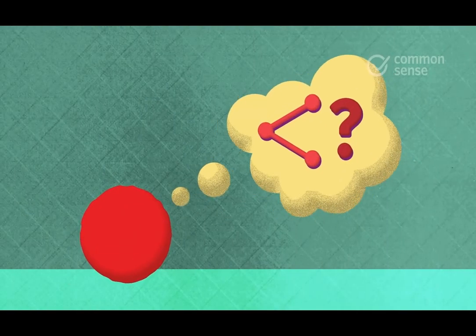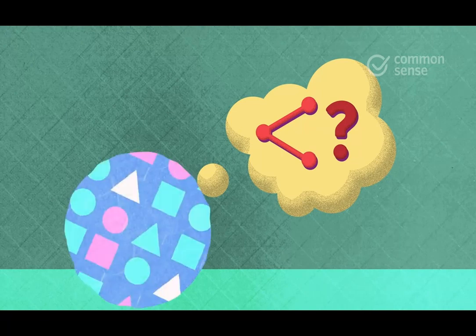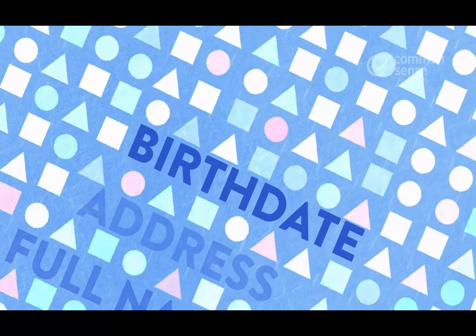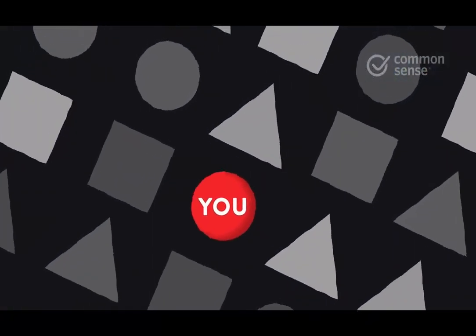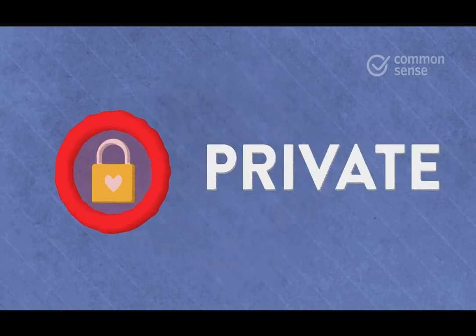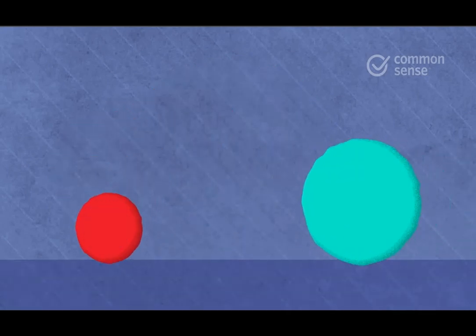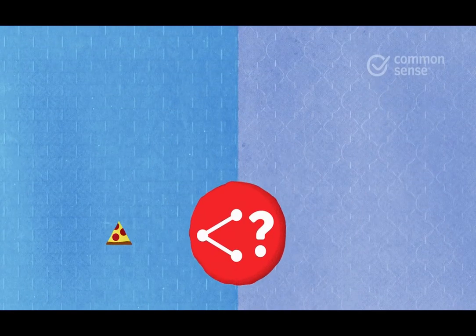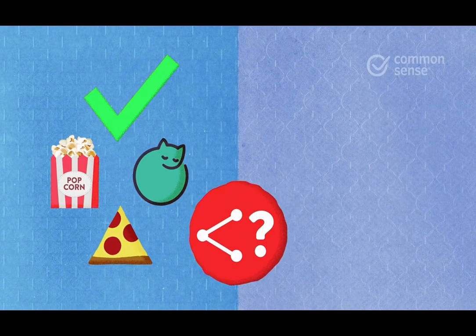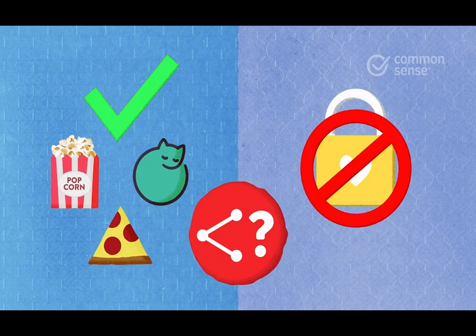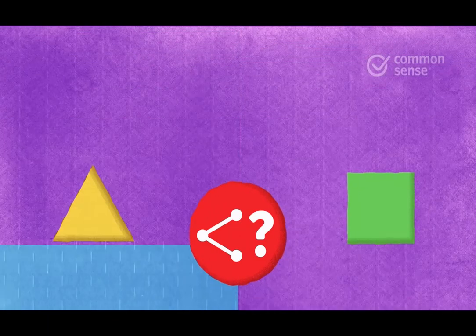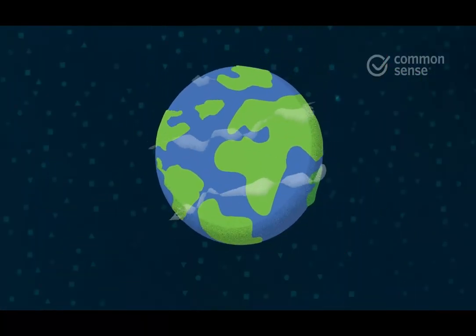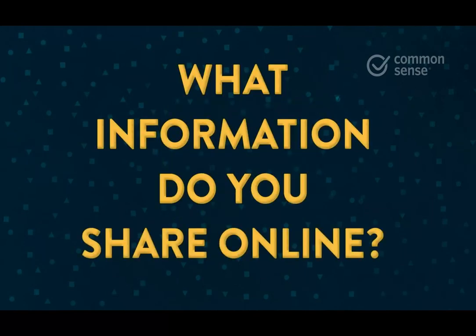Before you share, however, it's important to pause and think. Some information about you, like your full name, your address, or your date of birth, can be used to identify you individually. This information is private and should not be shared online, unless you get permission first from an adult you trust. So, when it comes to sharing about you, personal info can be okay. But private info? No way. Think before you share. With friends, with your community, and with the world. So, what information do you share online?